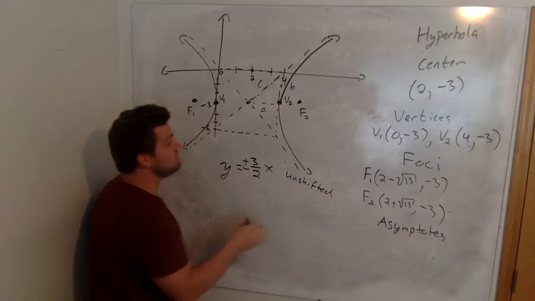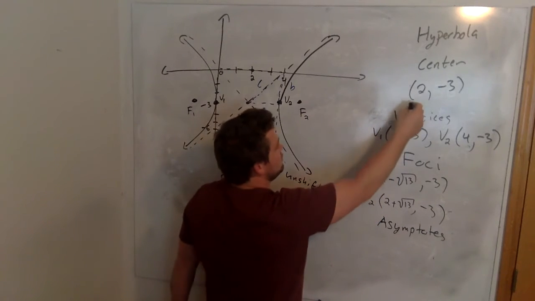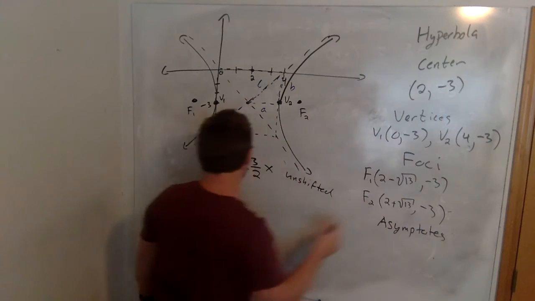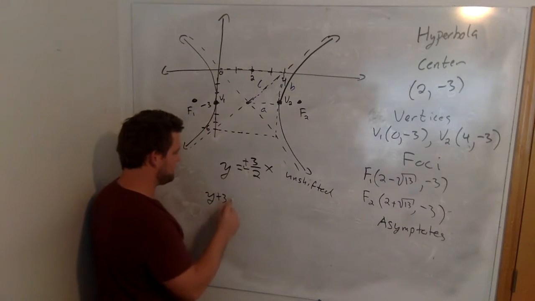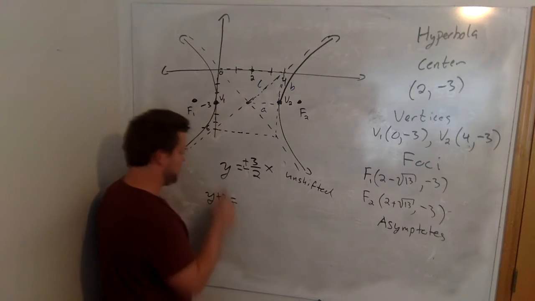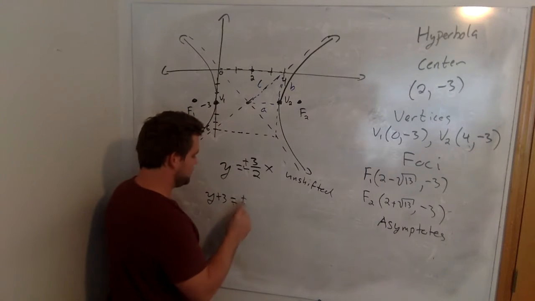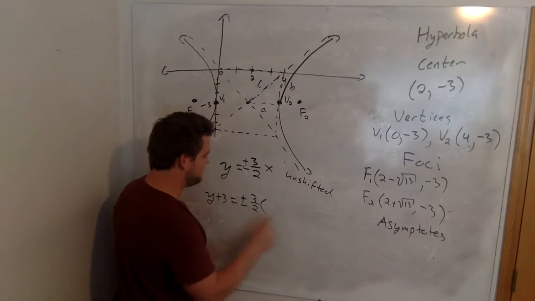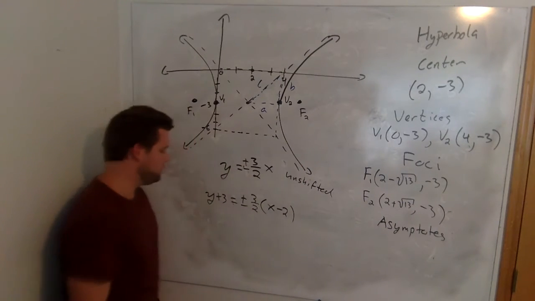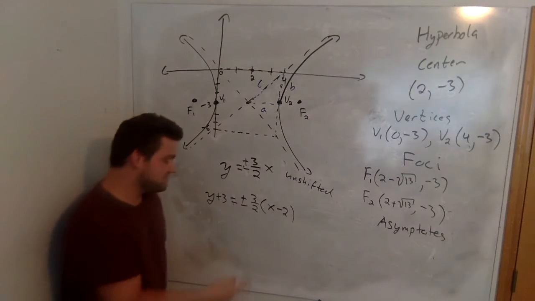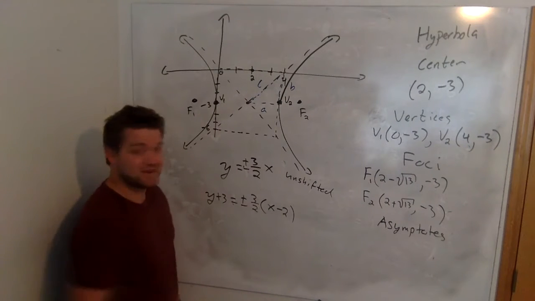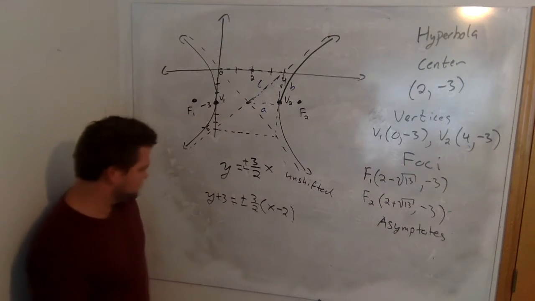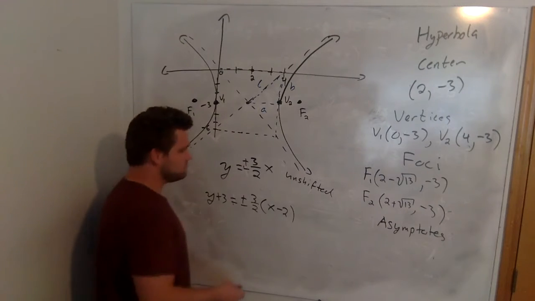But now if they're shifted, we shifted it to the right 2 units and down 3 units. So we'll replace y with y plus 3. Now I'm shifting it down 3 units. Plus or minus, we'll have 3/2. Since we're shifting it to the right 2 units, we'll do x minus 2. Oftentimes this is fine for you to write your asymptotes like this. I don't think these will be terrible to solve, so let's do it.